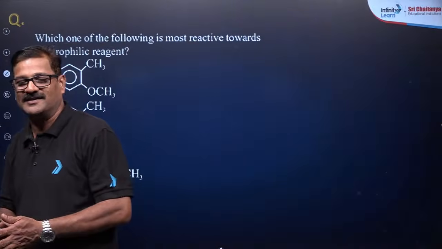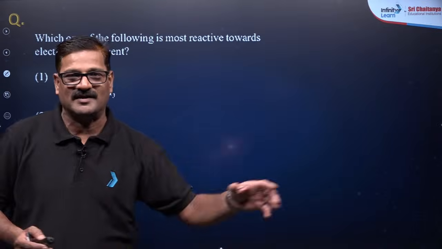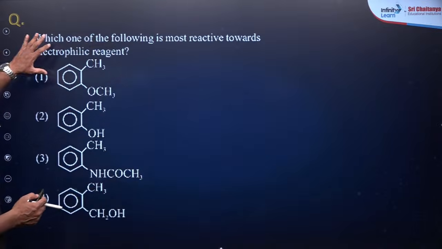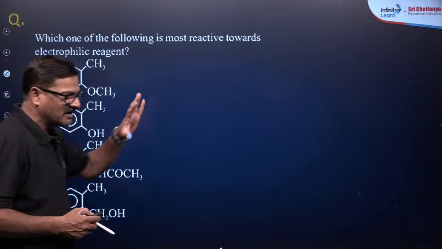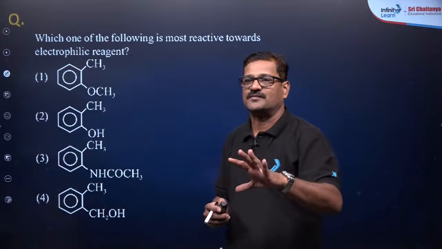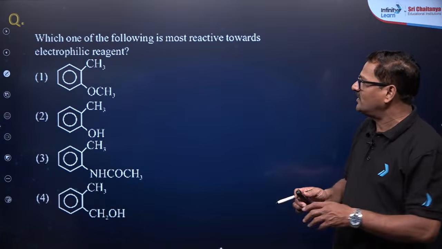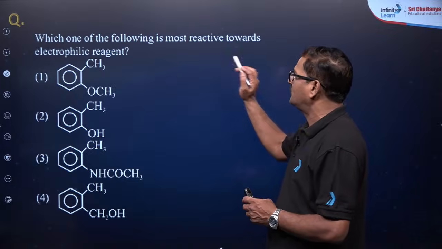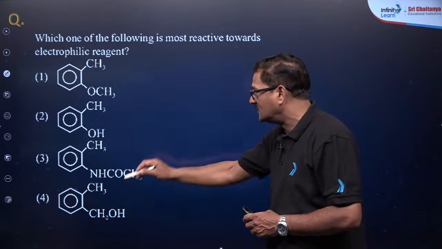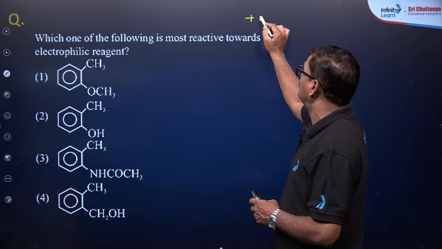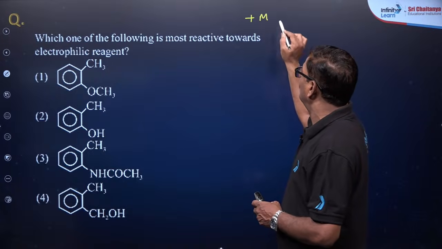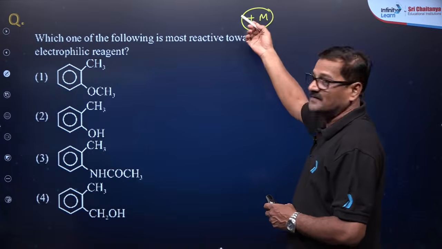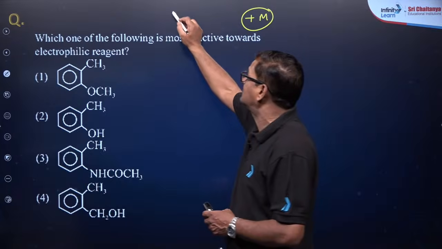And do one more. Super questions are coming. So take a pen and paper and solve along with me here. Which of the following reacts most towards electrophilic substitution, electrophilic reagent? So whenever you have electrophilic substitution reactions of benzene, if you have positive mesomeric effect, if an electron releasing effect is there, reactivity increases.